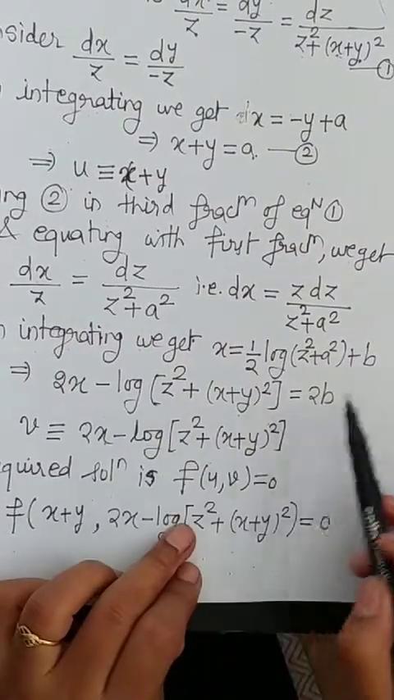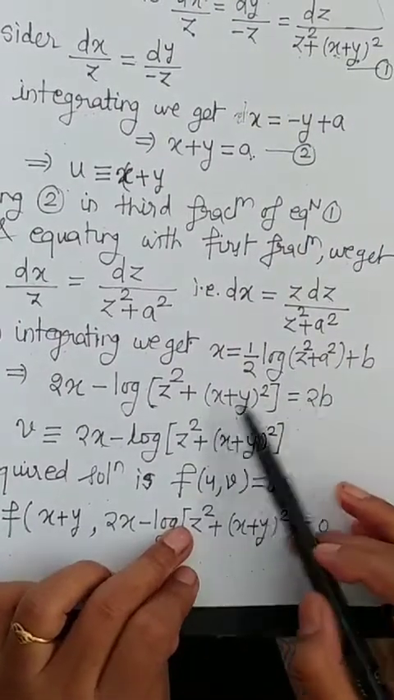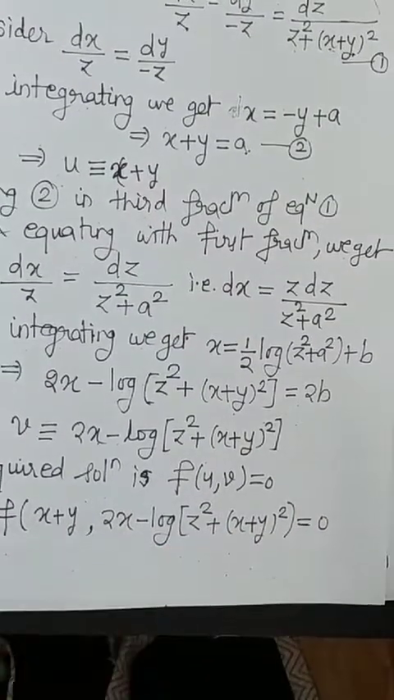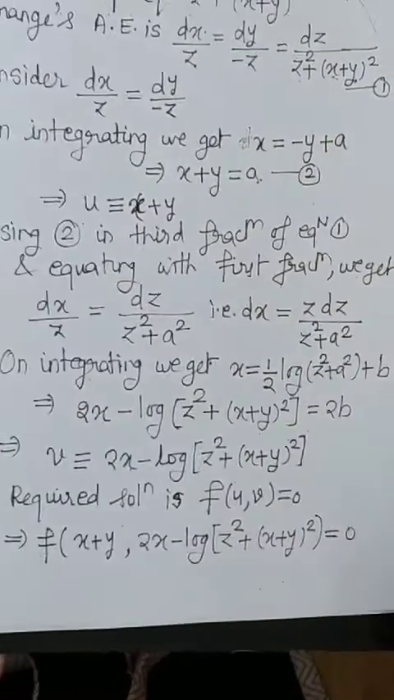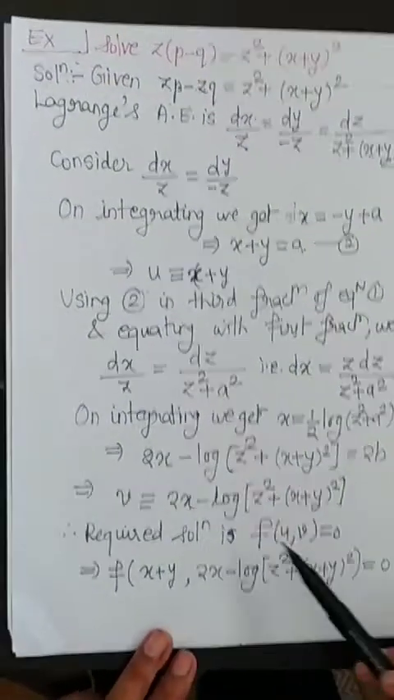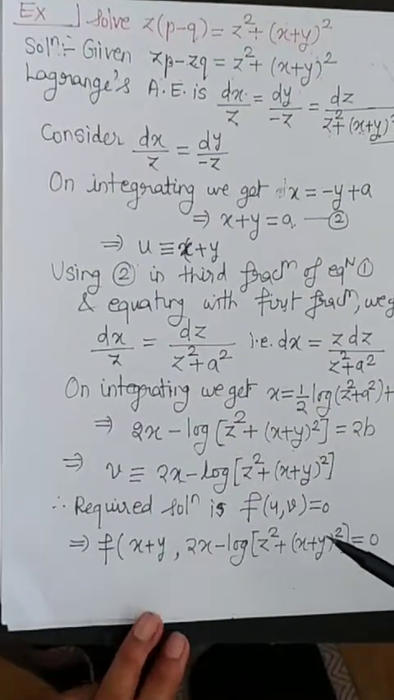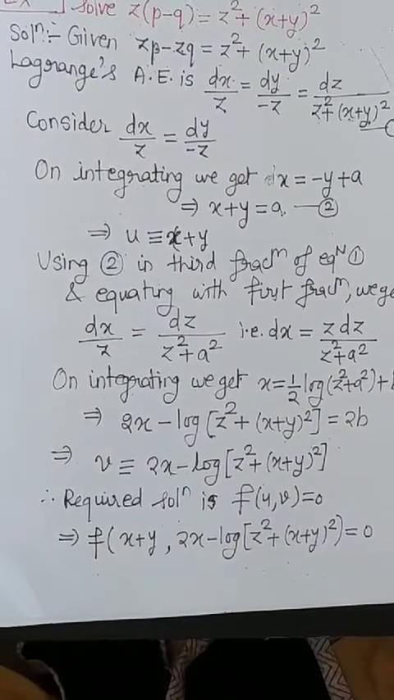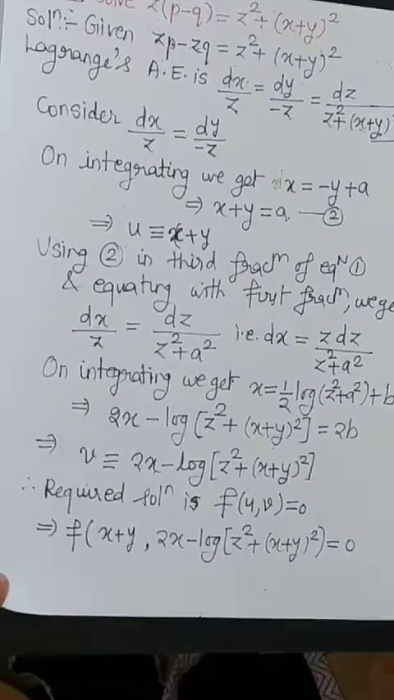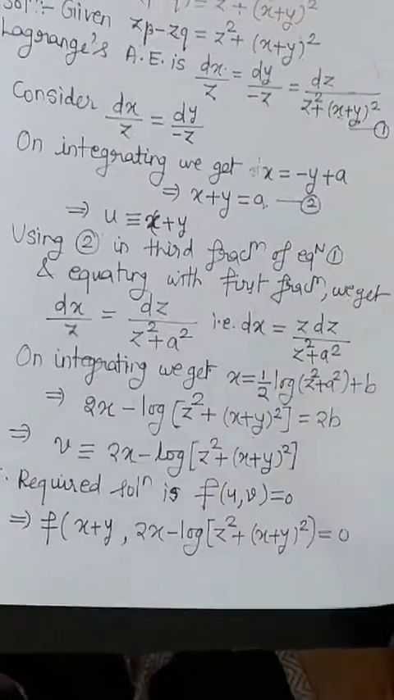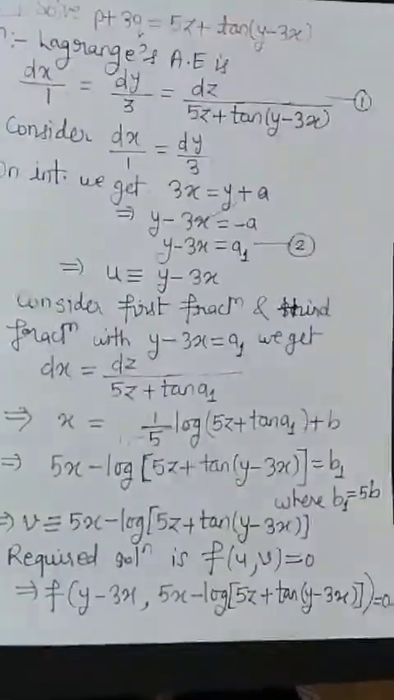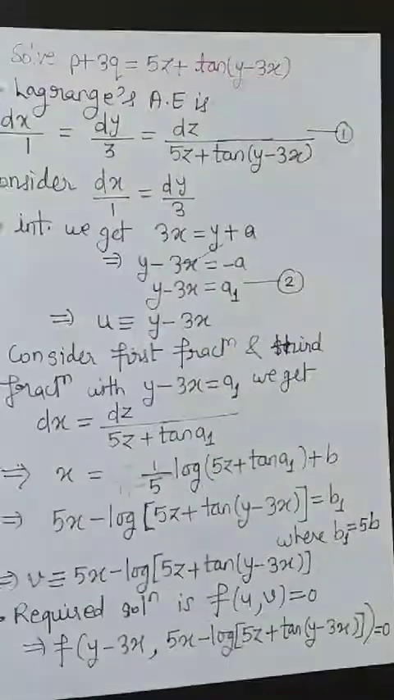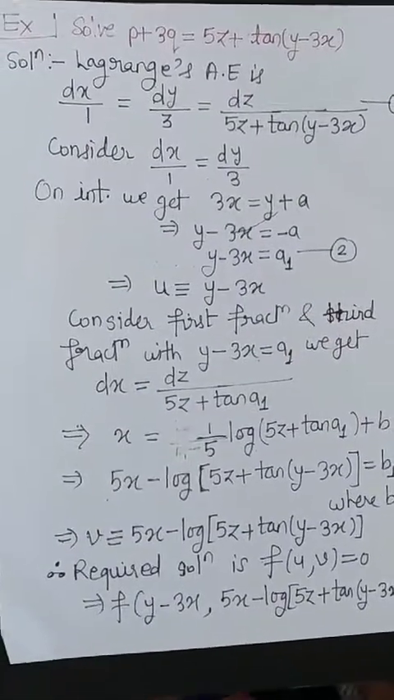Shift all the other terms to the left hand side and replace the value of a. Like this we get the second independent solution. Hence we can have the required solution given by f of u, v equal to 0. Now let us see the last example based on this method. That is, solve p plus 3q equal to 5z plus 10 of y minus 3x.